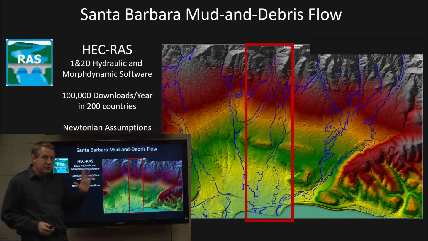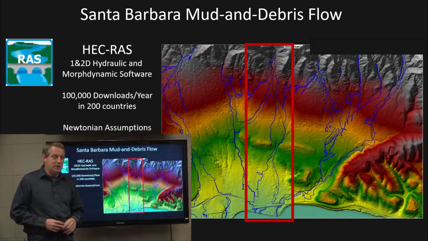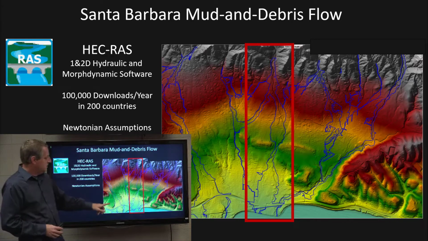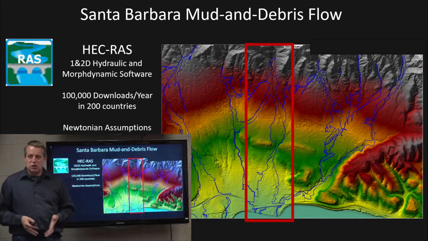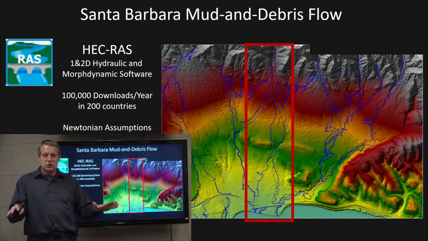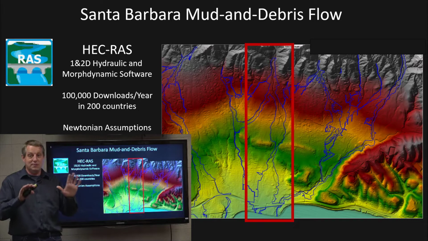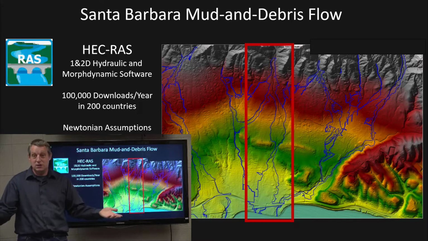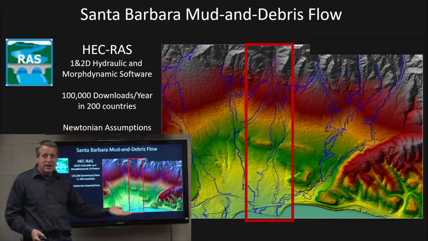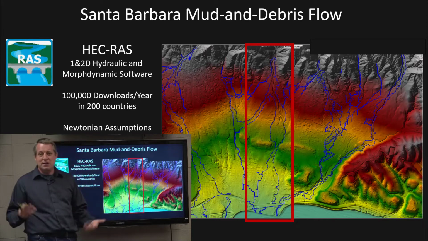But here's the problem. This is the Santa Barbara system. And so what you're looking at here is the blue lines are the inundation boundaries that the USGS went and measured. And it's easy to capture inundation boundaries from mud and debris flow because it leaves a debris footprint. And so these are pretty accurate inundation boundaries of what happened in this event.